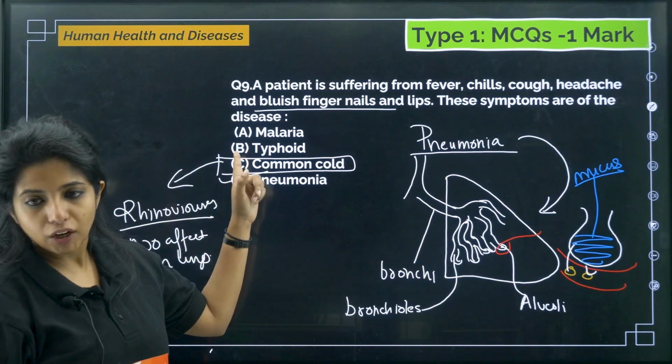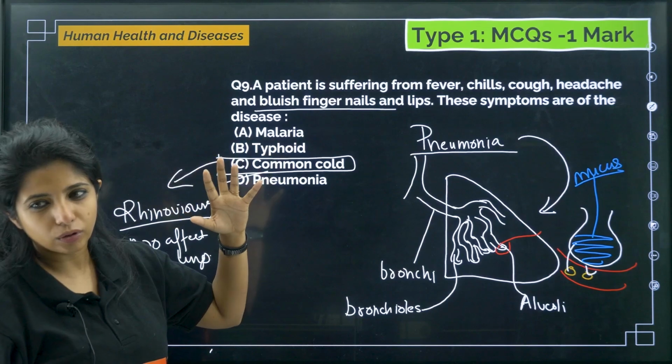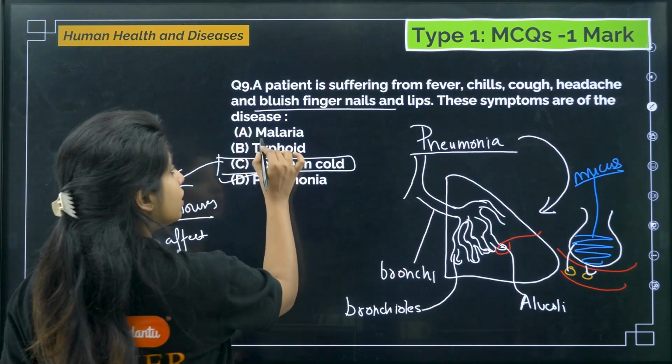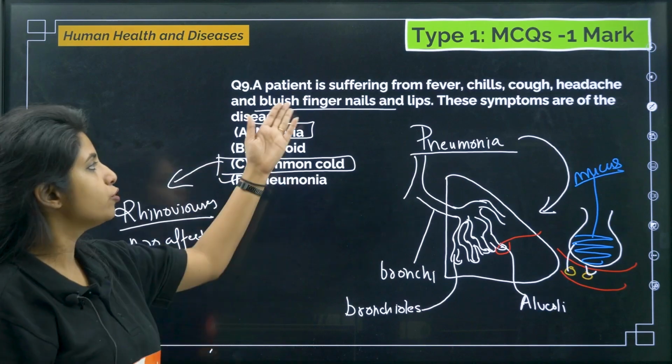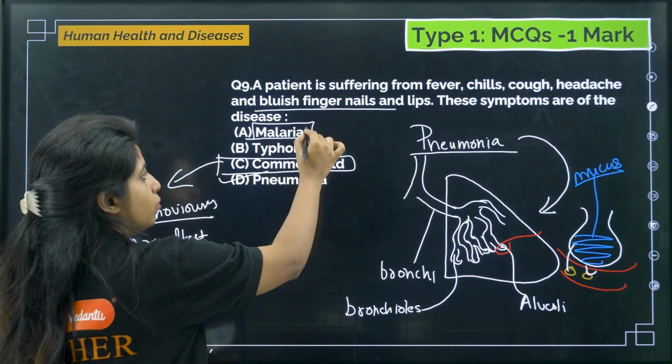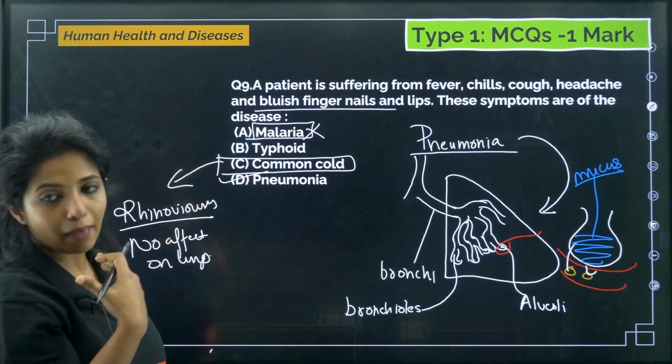Now typhoid, I told you it's a bacterial disease, and there you do not see all these things. Malaria also, you don't get all these things. Please do not confuse malaria and typhoid. Also, you have chills that occur, but you do not have bluish fingernails and things like that. So malaria is a protozoan disease. It's caused by a protozoan. Typhoid is caused by a bacteria.